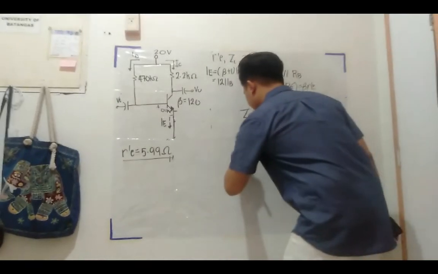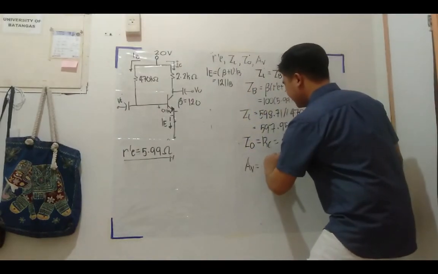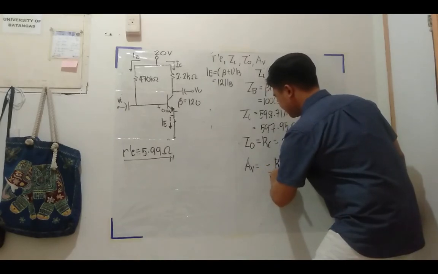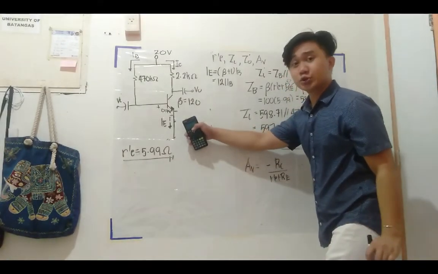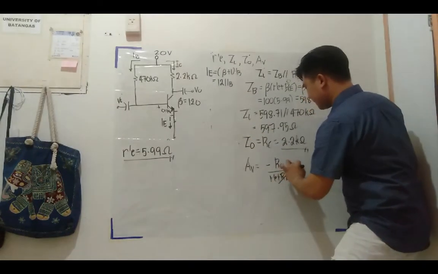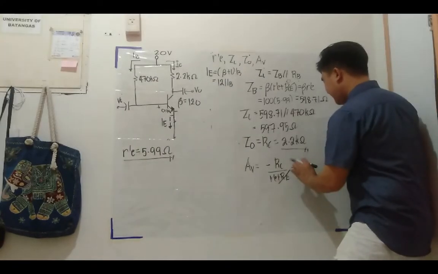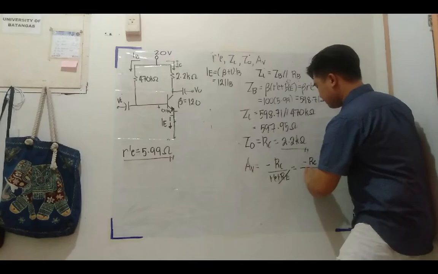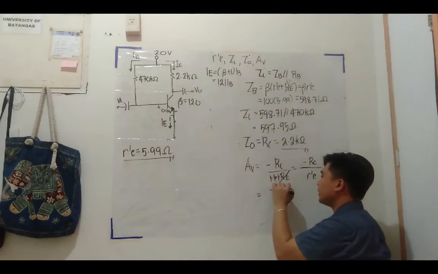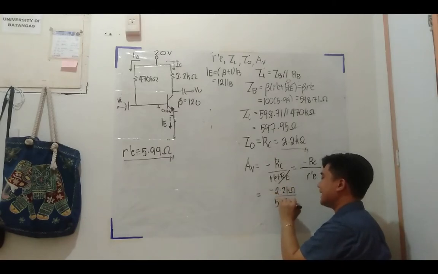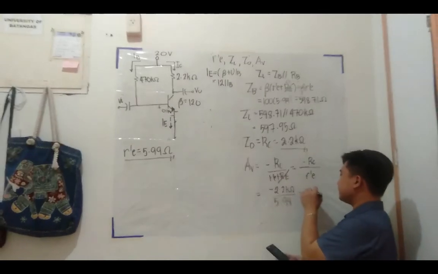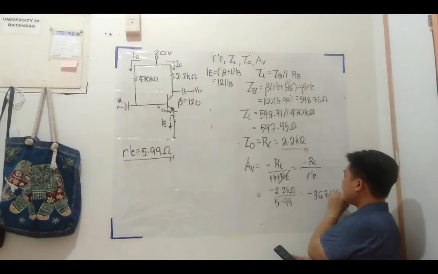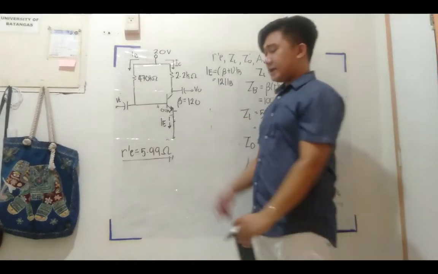And then, AV. Si AV, di ba kanina, negative RC over R prime E plus RE. Kaya nga lang, tulad ng ginawa natin, isiniro natin dito kasi shorted na siya due to the bypass capacitor. So, dito, isisiro ko din, makikita nyo na ang AV kapag bypass na is negative RC over R prime E. So, your RC is negative 2.2 kilo ohms all over 5.99. And you'll see that the voltage gain is negative 367.45. It has dramatically increased when you add a bypass capacitor here.